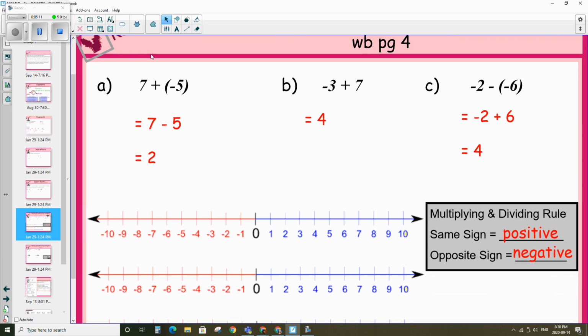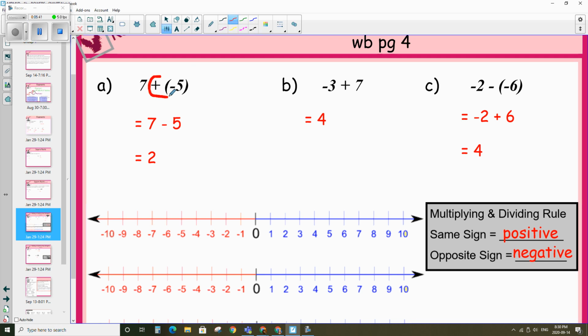Okay, so how do you figure out what 7 plus -5 is? All right, first thing you want to do is pay attention to the multiplying and dividing rule, which says that if you have two signs next to each other and they're the same, you can change it to a positive sign. If you have two signs next to each other that are opposite, you can change it to a negative. So this example here, I'll just circle it for you.